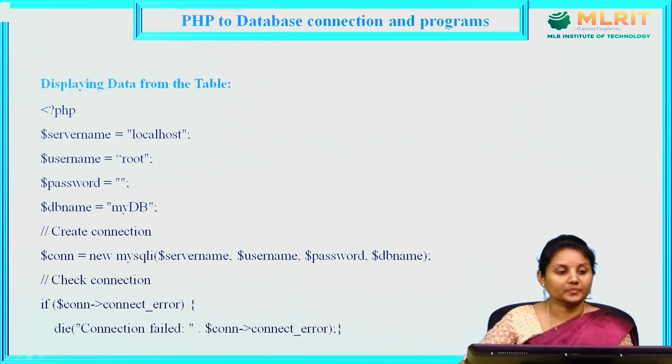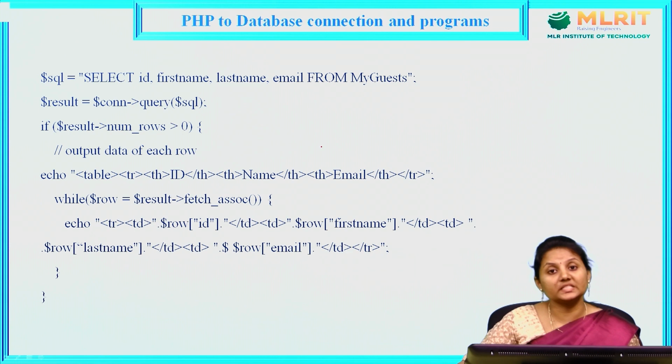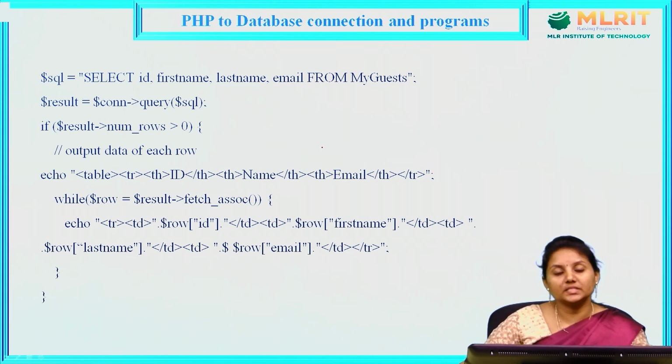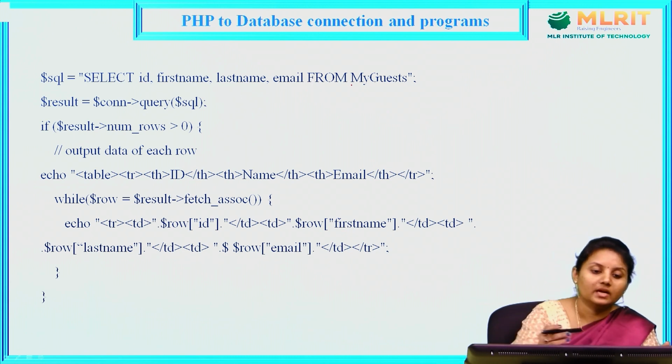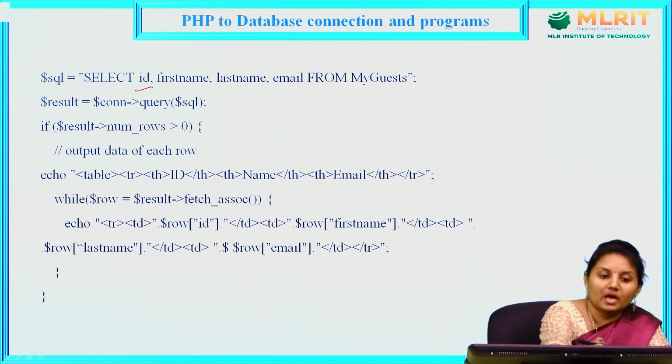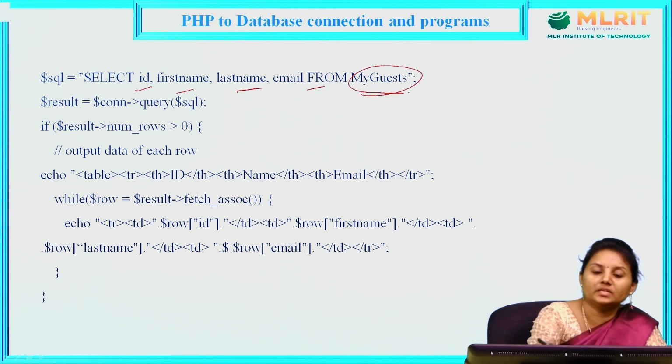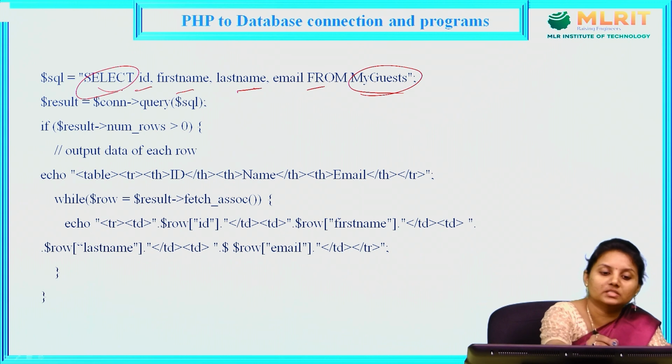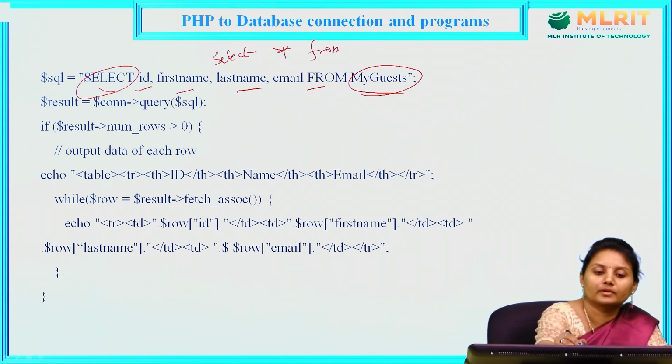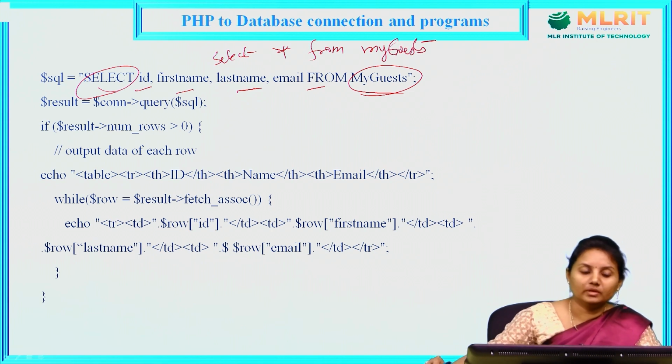Then displaying the data from the table. So, how to display the data? Select star from. Star will select all the fields, but if you want to select a particular field, then you can write it, select whatever fields that you want: ID, first name, last name, email from the table name. So, this select star from also you can give. Select star from myGuest. This can also be used.